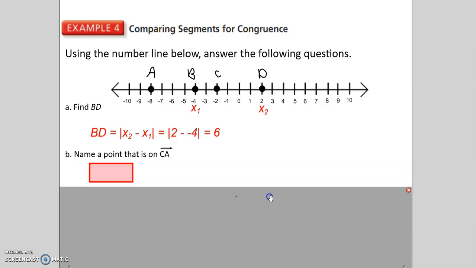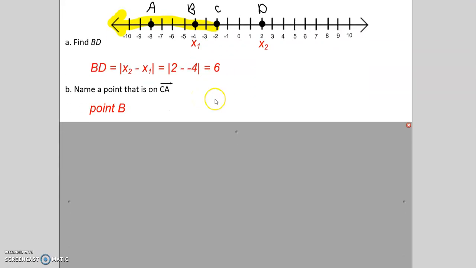This question says, name a point that is on ray CA. I know it's a ray because I have this bar with one arrow. So CA is right here, and it helps to highlight. Right here's CA. Start at the endpoint and go to the other point. Name a point that's on there. Yeah, point B. Perfect, right? If you follow that highlight, point B is on that highlight. Another reason highlighters are really helpful.